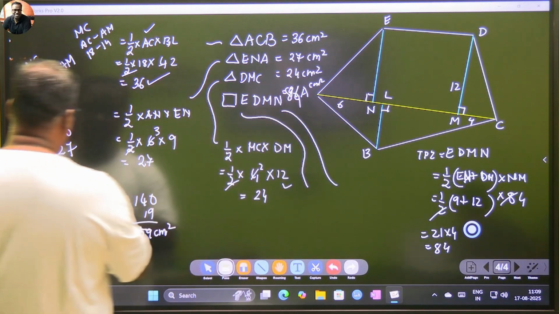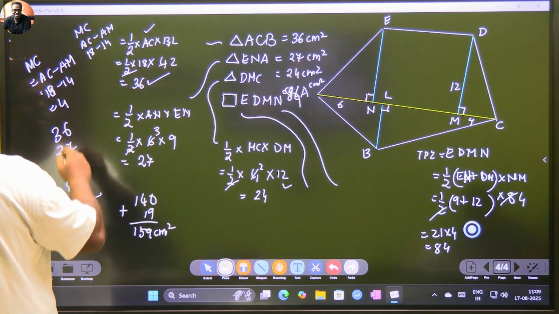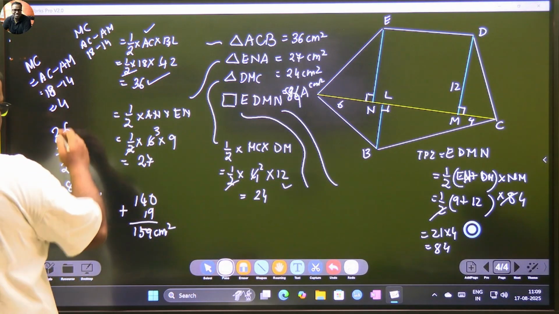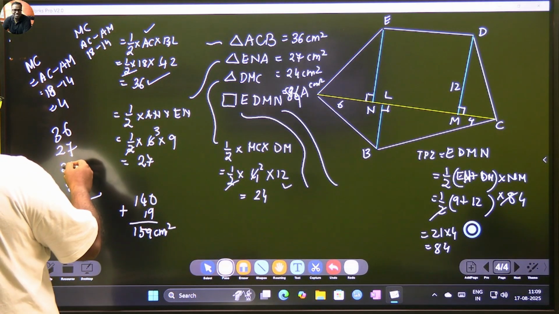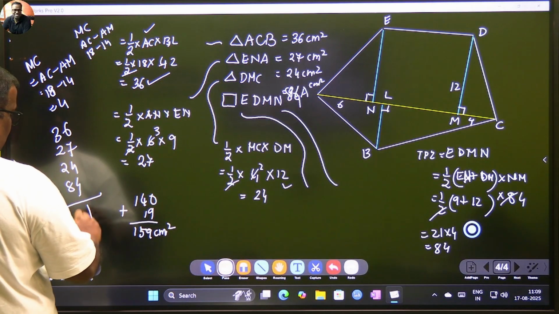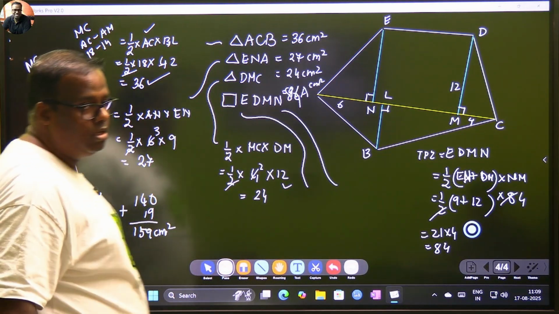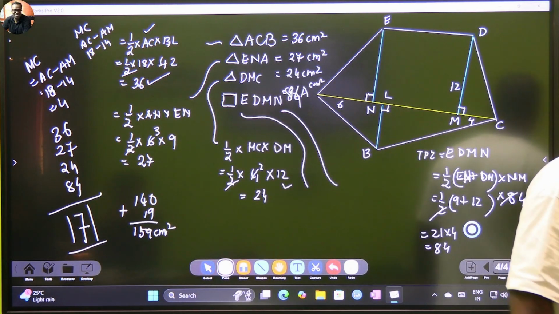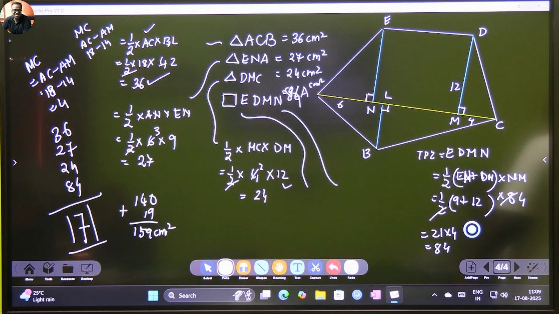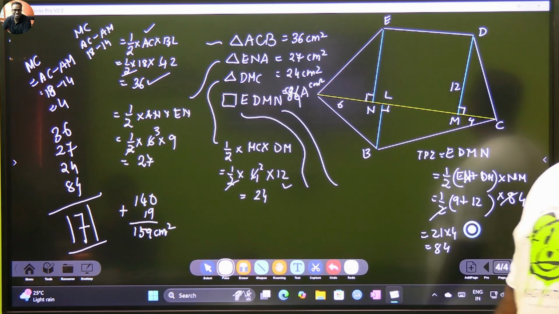Now the answer will match. 4 plus 4 is 8, 8 plus 6, 14, 14 plus 7, 21, 1, 2 carry over. 2 and 8, 10, 12, 14 and 3, 17. Note down. Is the answer correct? Yes, it's correct. Did you understand?